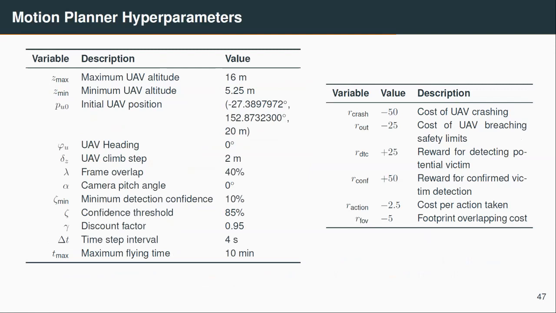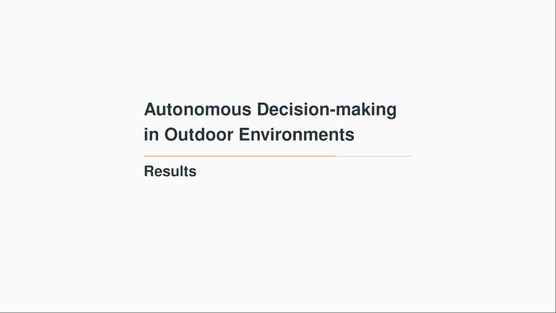And here we just have an overview of the hyperparameters that I use for the experiments. So just to give a quick idea, we flew the UAV at 16 meters. That's the maximum altitude. The minimum altitude is 5.25 meters. And the rest of the variables just define the initial position of the UAV, my overlap value of 40%, and a confidence threshold of 85%.